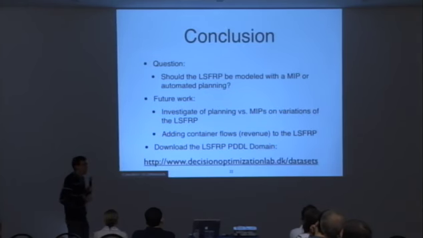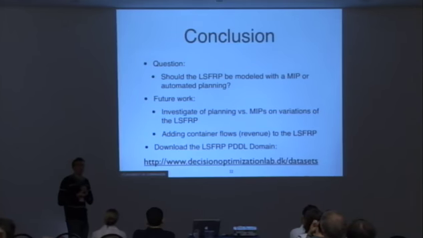So to conclude, we're kind of left with a question: what is this problem? Should this fleet repositioning problem be modeled with a MIP, or automated planning? It kind of goes on the border between planning and operations research techniques because the graph in the MIP isn't actually all that big. You can model it in a MIP pretty reasonably, but at the same time, planning gives you much better modeling tools than the MIP does.